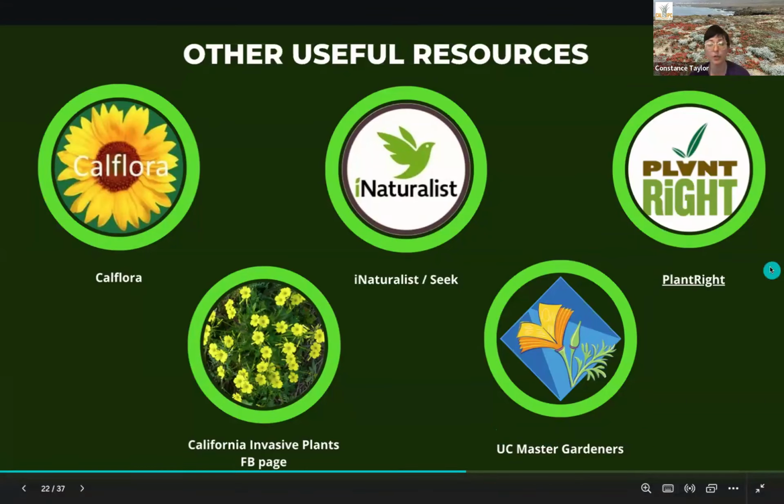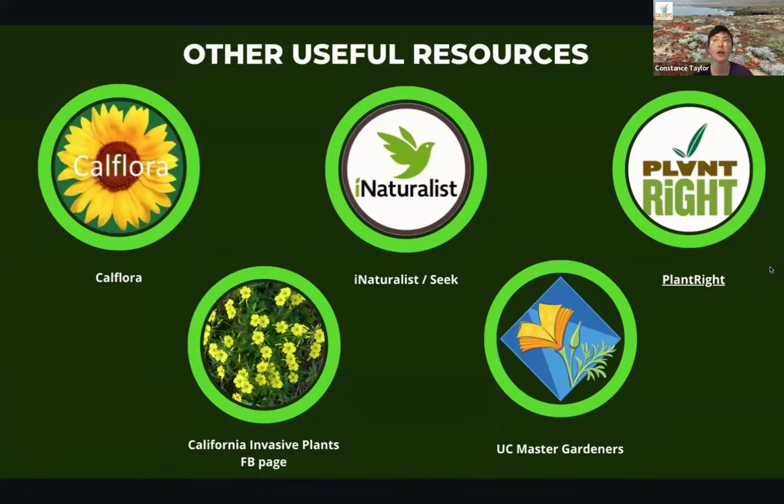PlantRight is another great organization. They focus a lot on trying to encourage nurseries to not sell plants that are known to be invasive in wildlands. And they also have a number of substitutions on their website as well. So if somebody's asking you, what are some drought resistant plants that I can plant, you can offer some native options. PlantRight also has some different horticultural options that are not necessarily native, but they are also not invasive. So this is a great resource for folks as well.